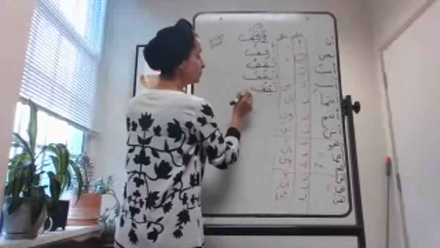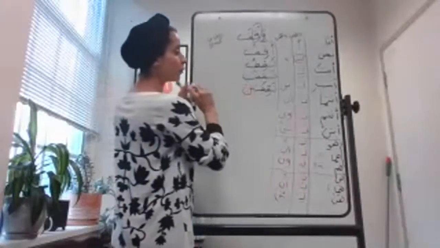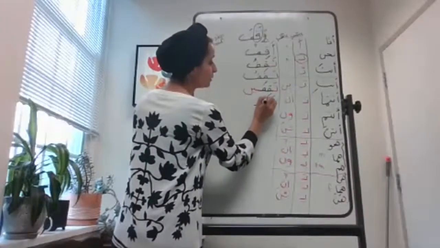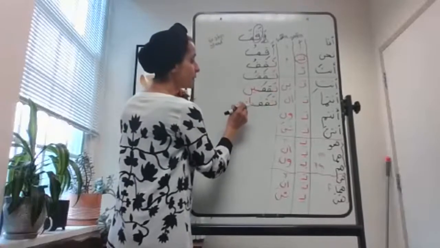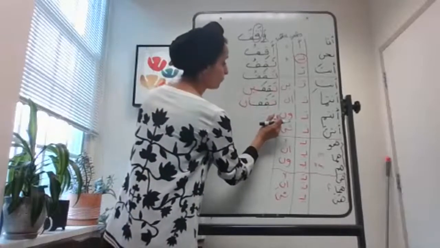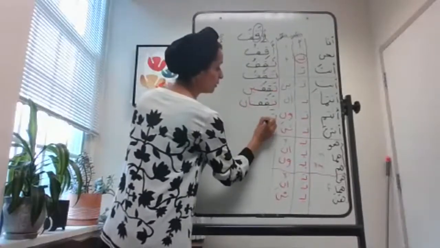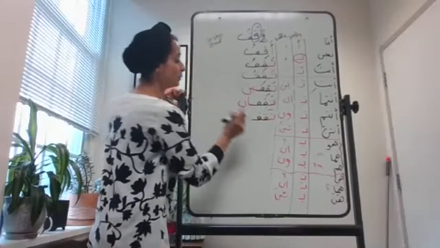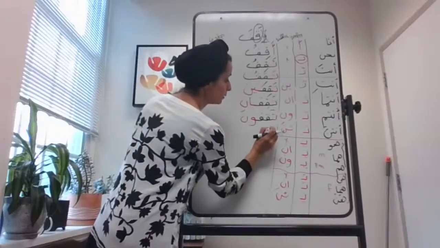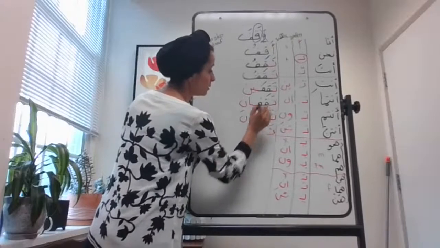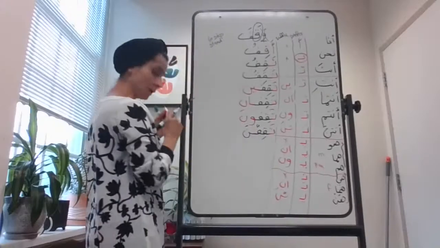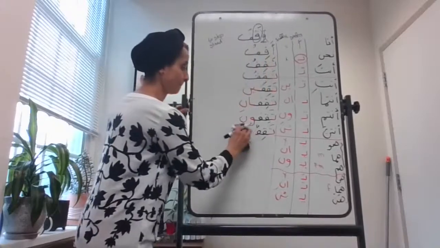أنت تقفين. وأنتما for male, the prefix, the second root, the third root, and then the suffix. أنتما تقفان. وأنتم تقفون. وأنتن تقفن. أنتن تقفن.